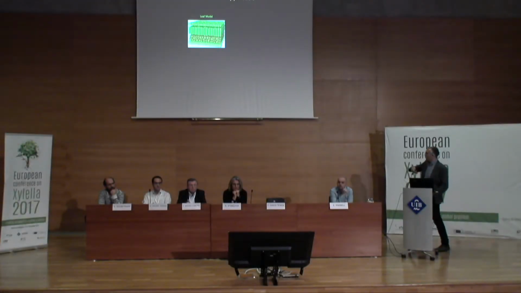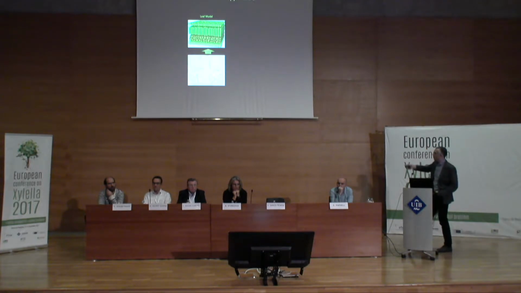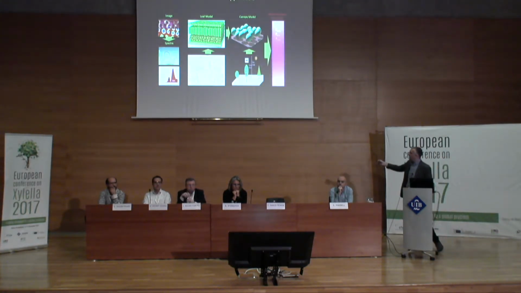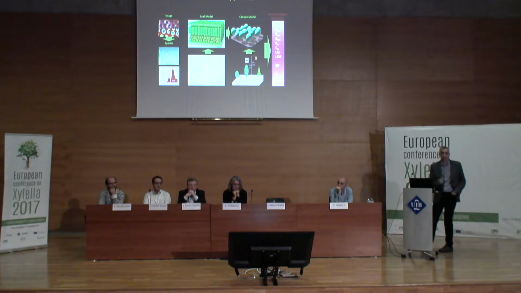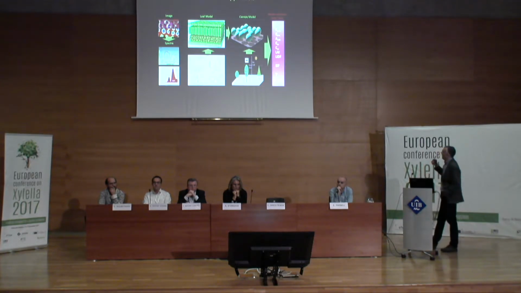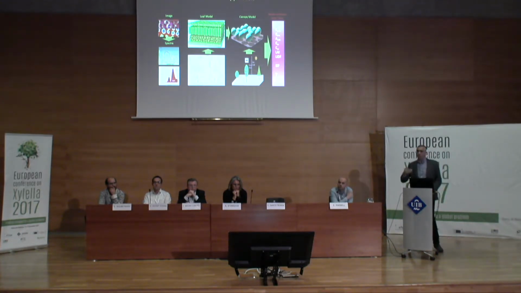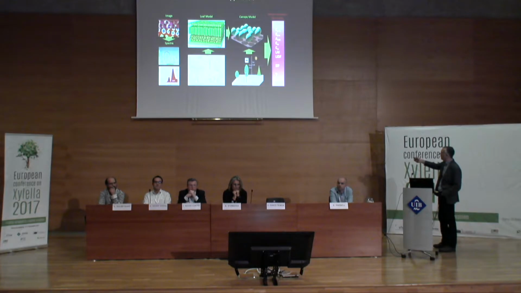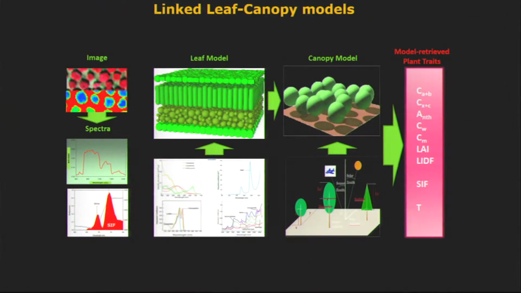By a scheme that we show here, which is a leaf model that accounts for the biochemistry, and a canopy model that accounts for the architecture, in principle, we can use our images to extract the plant traits, to extract the reflectance, the chlorophyll fluorescence, and so on, and to derive what we call the model-retrieved plant traits. These model-retrieved plant traits, with the current models that we currently have, are chlorophyll content, carotenoids, anthocyanins, water content, dry matter content, leaf area index, the leaf inclination distribution function, solar-induced fluorescence, and temperature.